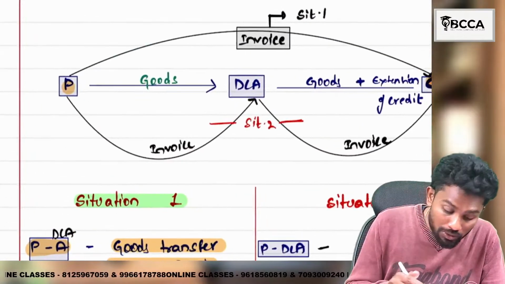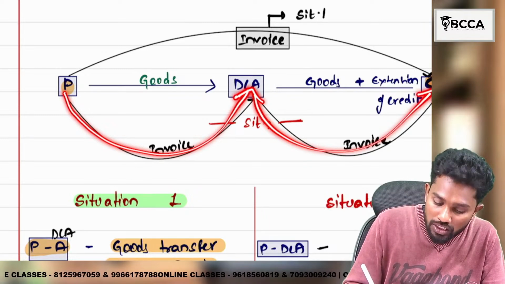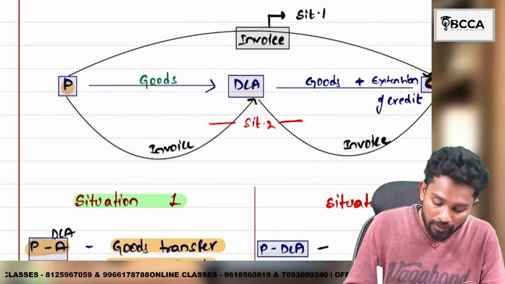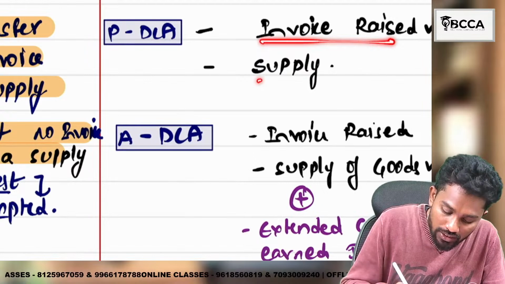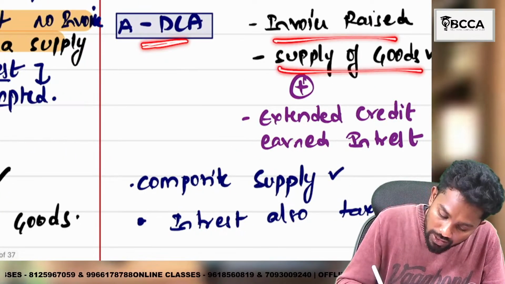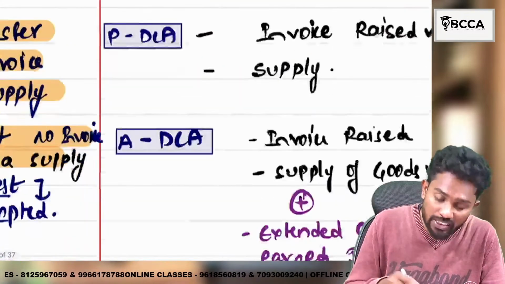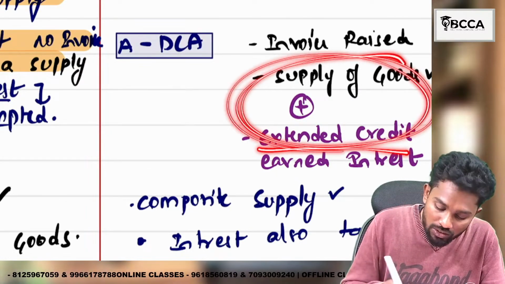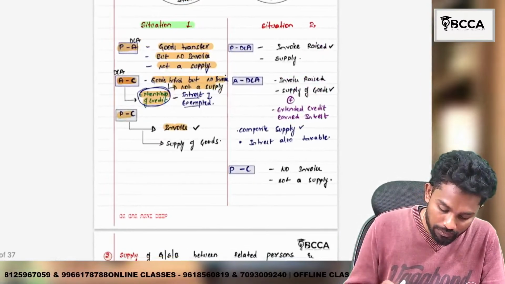But come to situation 2. What happens in situation 2? Principal raises invoice to DCA and DCA again raises invoice to customer. So between principal and agent also there is supply, and DCA and customer is also supply. Between principal and declaratory commission agent, invoice raised, hence it is supply. Between DCA and customer, there is supply of goods, but additionally there is even extension of credit. Supply of goods is there, extension of credit is also there, hence it becomes composite supply. Interest will also become taxable here, right?